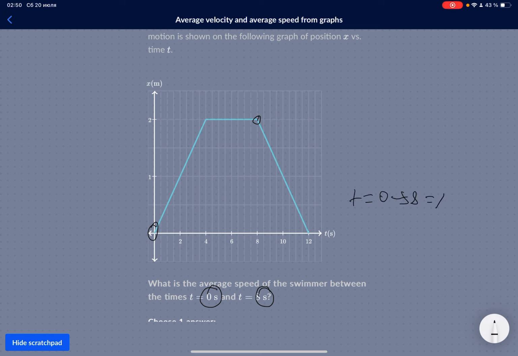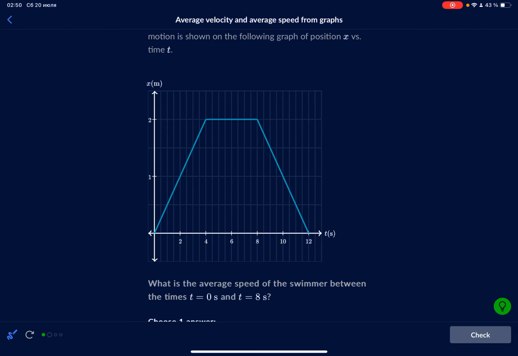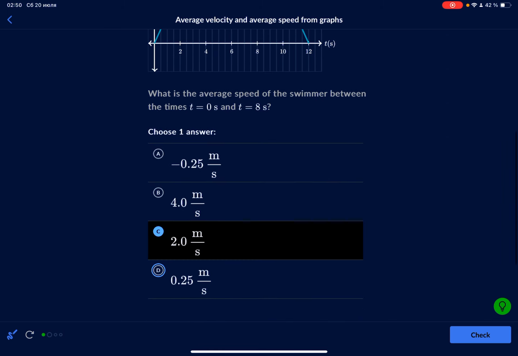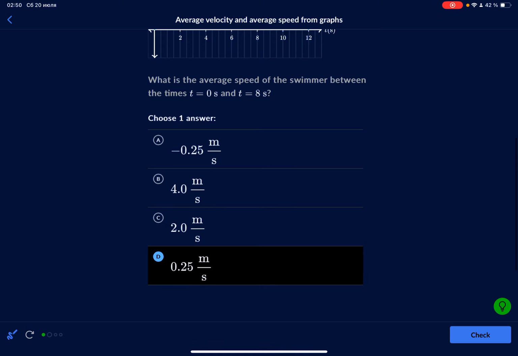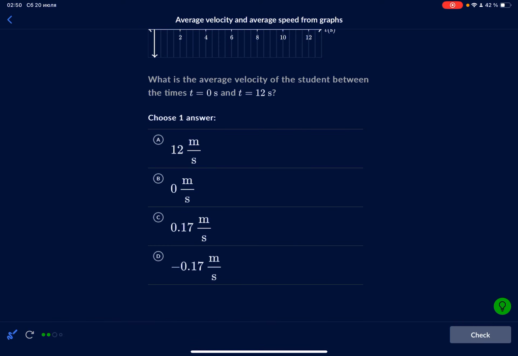So that would be 8, and the distance, right? Distance is equal from 0 to 2. So that would be 2. 2 divided by 8, 1 divided by 4, that would be 0.25. So the speed is actually equal to 0.25. Let's just check. Okay.